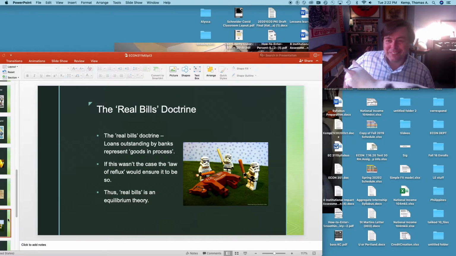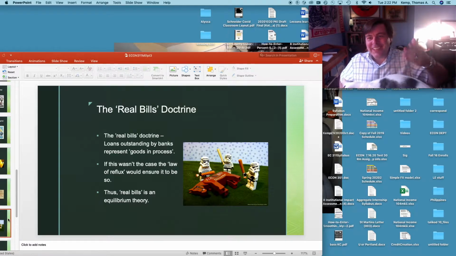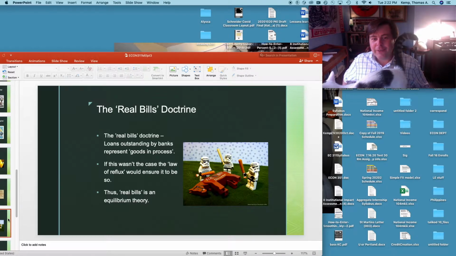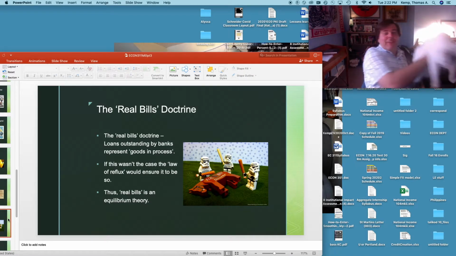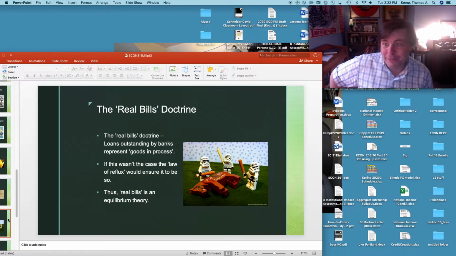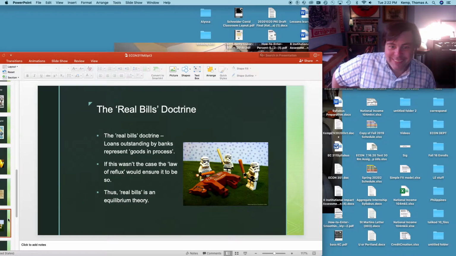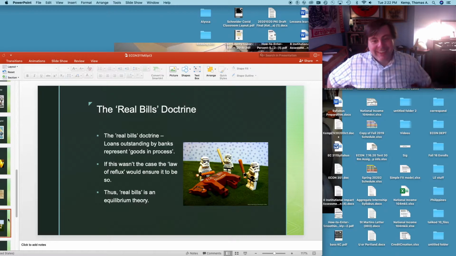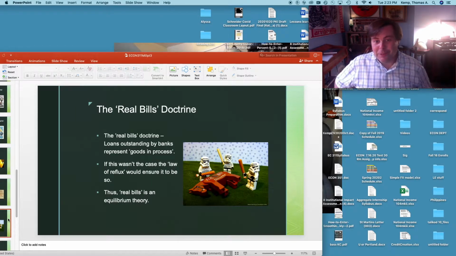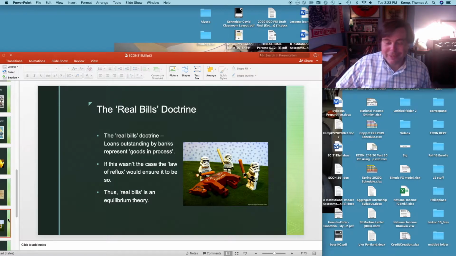So this is one of the images that came up, right? It's these three Lego stormtroopers beating a dead horse, and the dead horse says "real bills doctrine." Now the three stormtroopers have labels on their helmets, and they're economists: Wicksell, Knut Wicksell, Mints, Lloyd Mints, White, Harry Dexter White. So they're three 20th century economists, actually of a couple different generations, Lloyd Mints being the youngest.